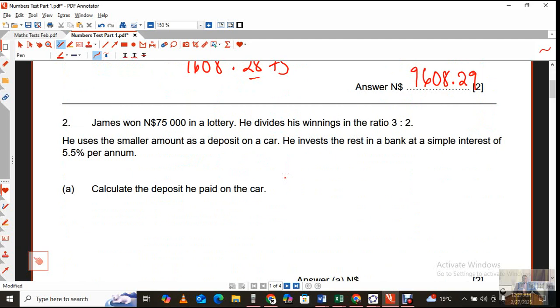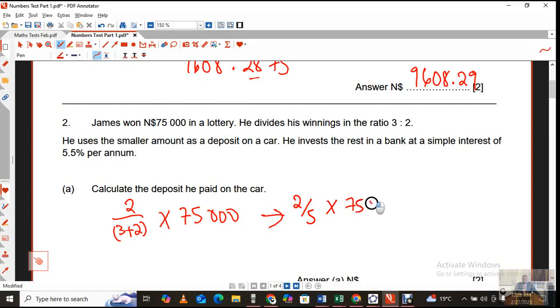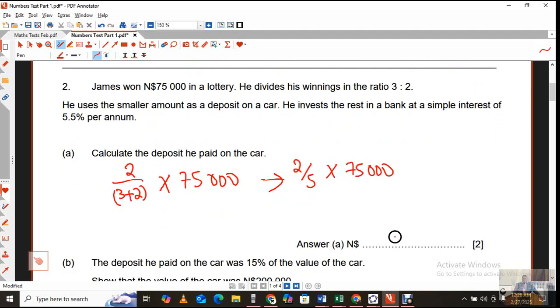James won 75,000 Namibian dollars in the lottery. He divides his winnings in the ratio of 3:2. He uses the smaller amount as a deposit on a car. So the smaller one would be 2 parts out of the 5. To find out how much he is using, that is 2 over 5 times 75,000. If you calculate that, that gives you $30,000. So that's the smaller part.